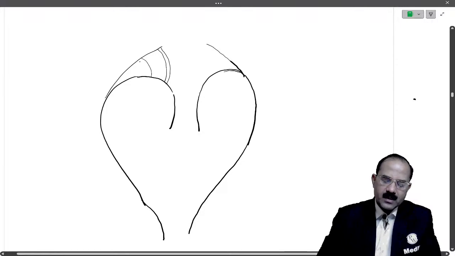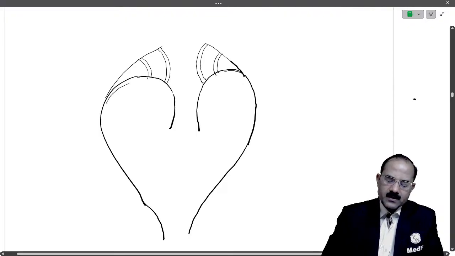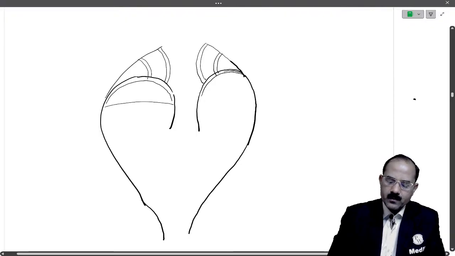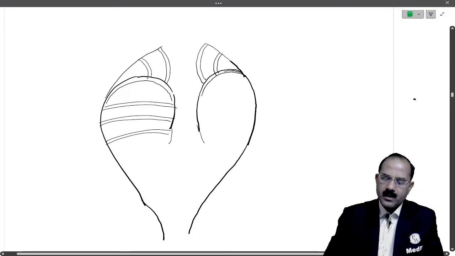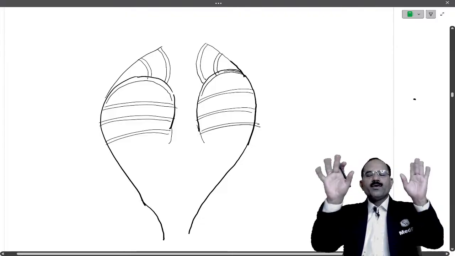So there are 6 aortic arch arteries. That's the first aortic arch artery. That's the second. That's the third. That's the fourth, fifth, and the sixth aortic arch artery. So there are 6 aortic arch arteries: first, second, third, fourth, fifth, and sixth. Right? Are you able to follow this?